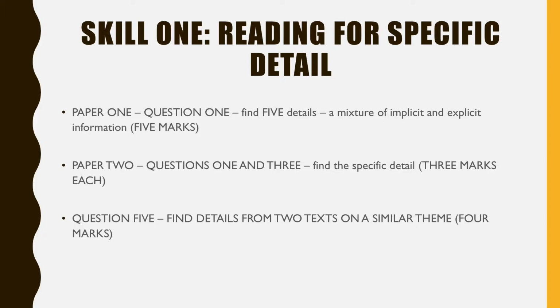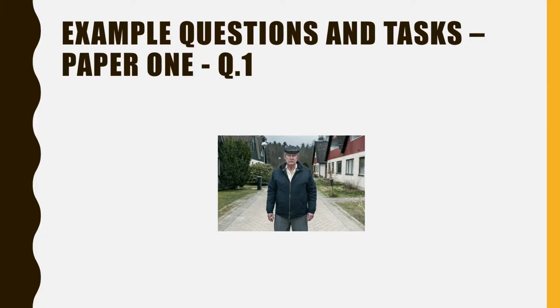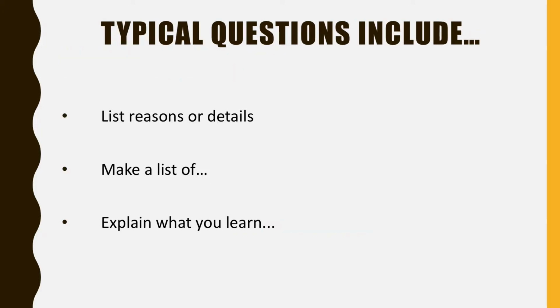Okay, so we're just going to practice a question 1 from paper 1 because it's quite a straightforward skill. Once you've got it, you can apply the same ideas across all of those skills. Like I said, we're going to look at an example question now. The questions for paper 1 are things like list reasons or details, make a list, explain 5 things you learn about the character.